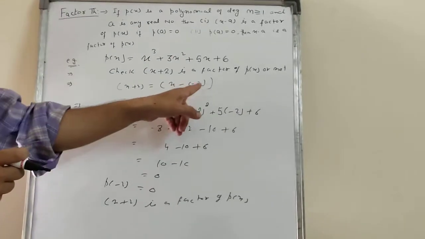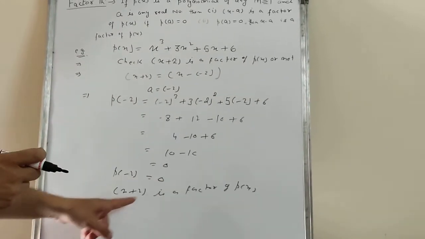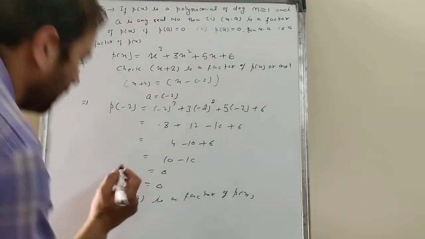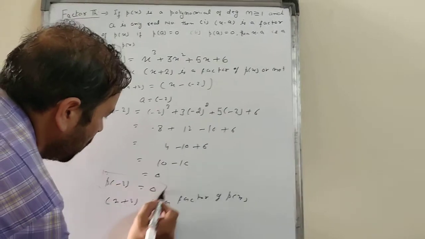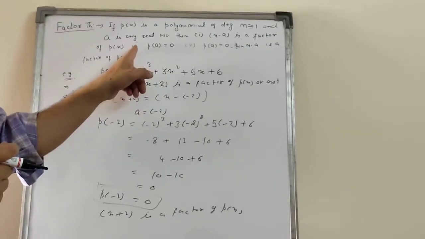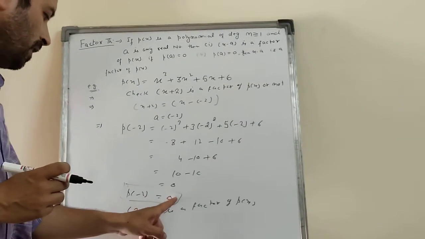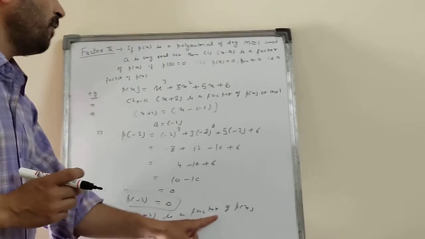In this case, a is equal to minus 2. We have calculated p(minus 2), and it comes out to be 0. So by the factor theorem, p(a) coming out to be 0, we can say that x plus 2 is a factor of p(x).